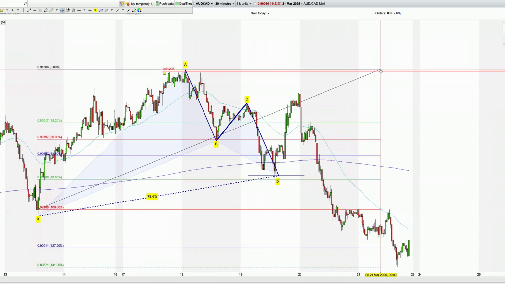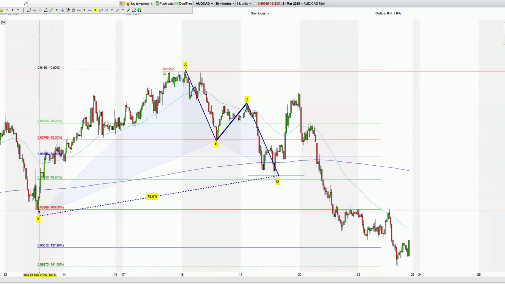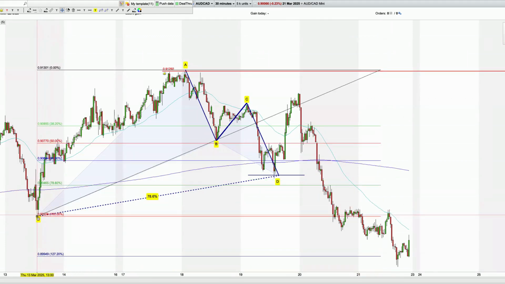Either way, it still didn't meet the proper retracement, but if you think trading's going to be exact every time, that's where you're going to be mistaken. It never really looks perfect. This was perfect, but the 78.6 was missing.